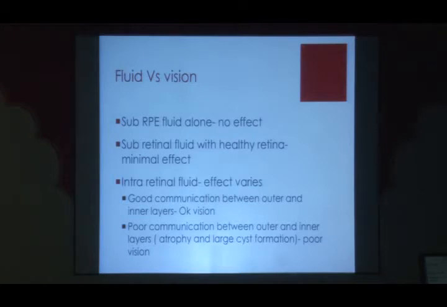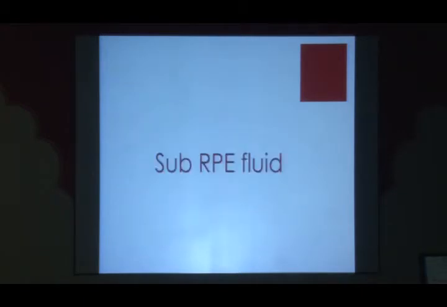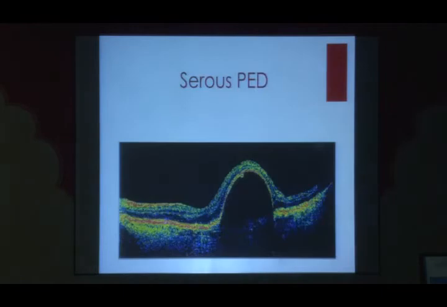But you have lots of diabetic macular edemas or BRVOs where the patient presents with 6/9 or better vision, and you still see a lot of macular edema. That's because the interneurons are quite intact. Now let's talk about sub-RPE fluid.